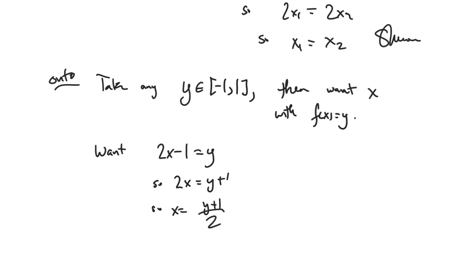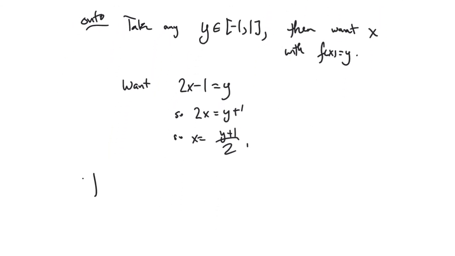And if you believe me, then it's true that f of y plus 1 over 2 equals y. It's because we chose the x in such a way that 2x minus 1 equals y. Sorry, I feel like I'm not saying this very well here. This is not wrong, what I wrote, but all right, sorry. Let me say it a different way.